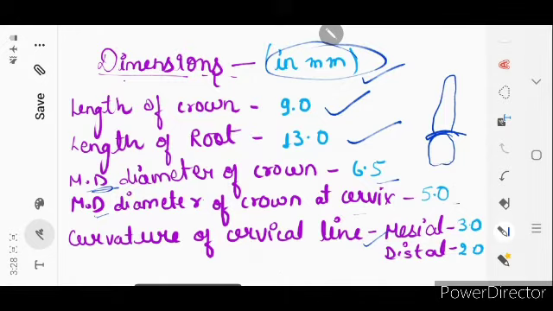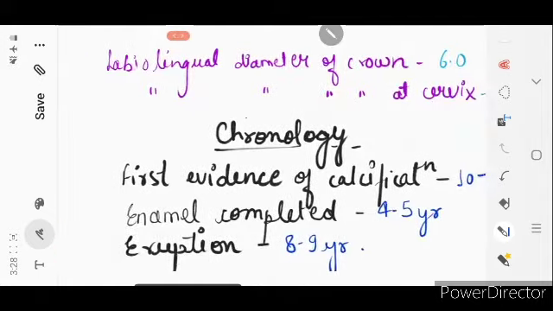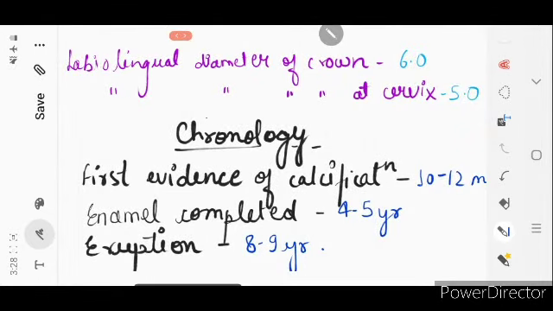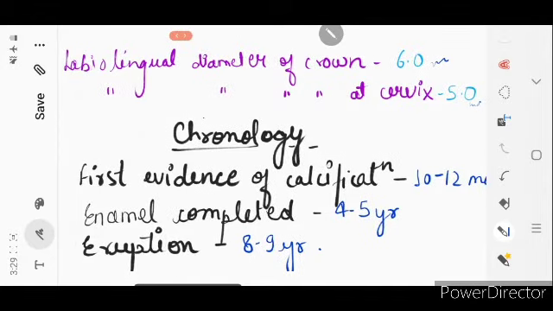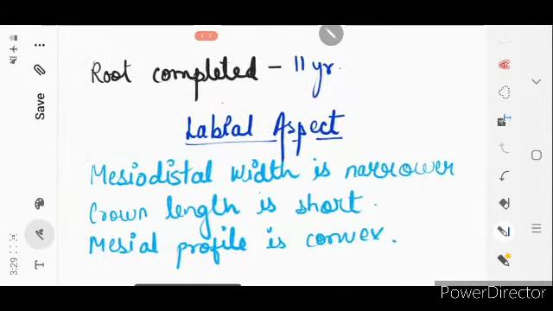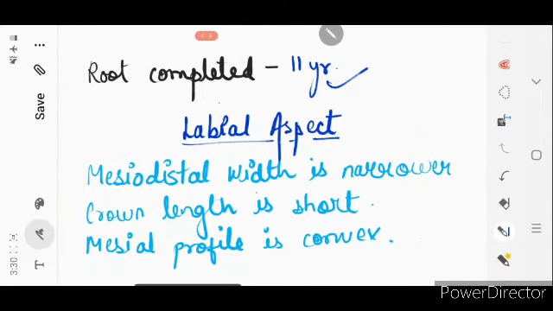and the curvature of the cervical line at the mesial side is 3 mm and at the distal side is 2 mm. The labiolingual diameter of the crown is 6 mm and the labiolingual diameter of crown at cervix is 5 mm. Now, what about the chronology? The first evidence of calcification is found around 10 to 12 months. Enamel is completed around 4 to 5 years. Eruption 8 to 9 years, and the root is completed around 11 years.